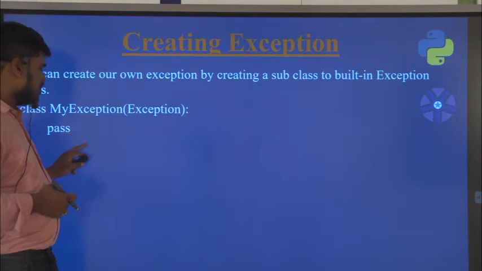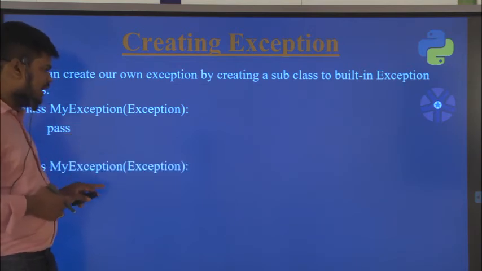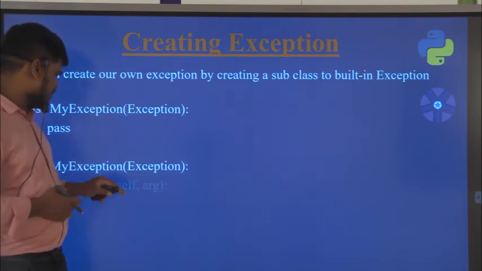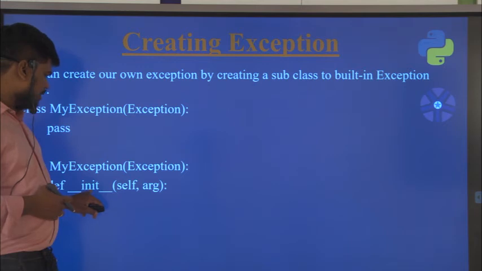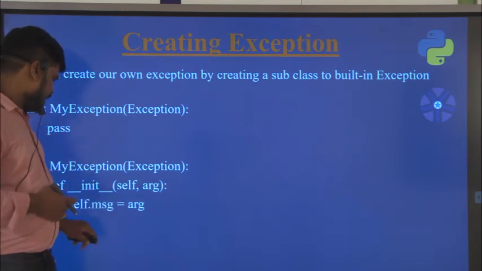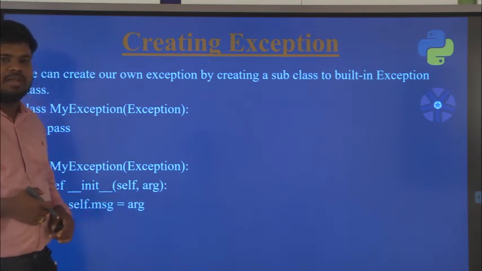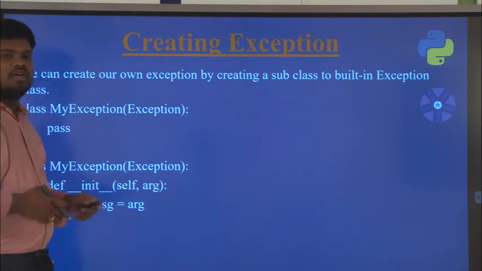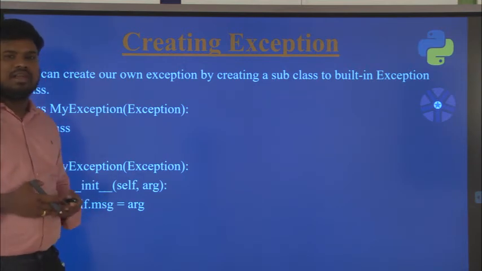And next one followed by pass. And next one is class MyException, define __init__ constructor with an argument, and self.message is equal to the argument. So this is how I'll create my own exception.